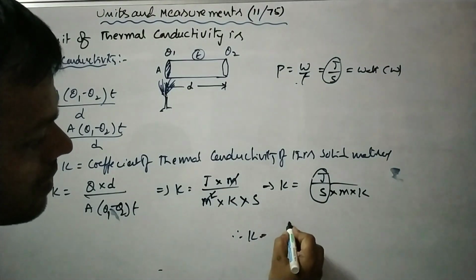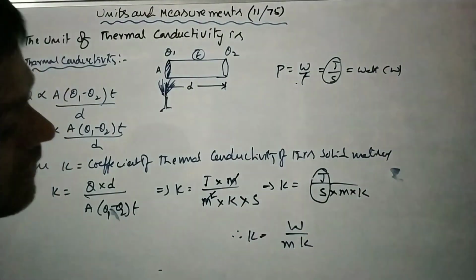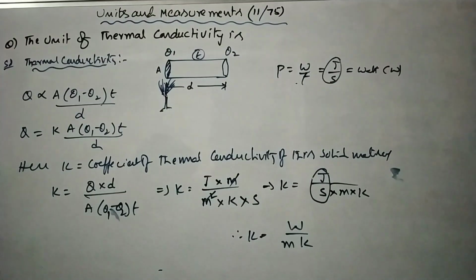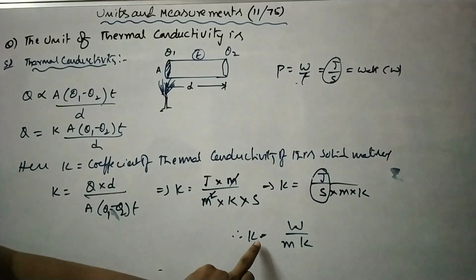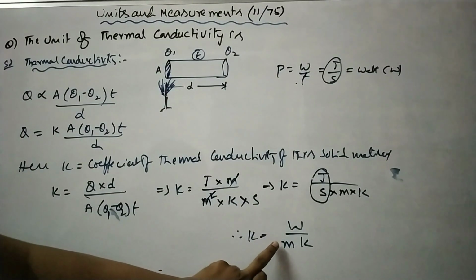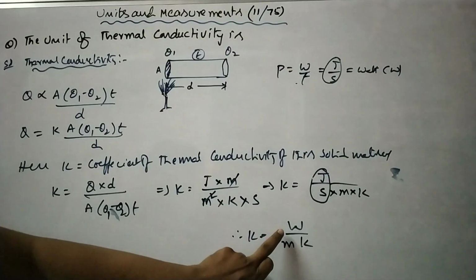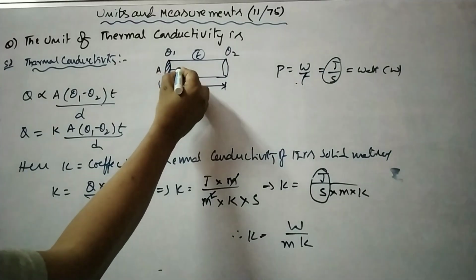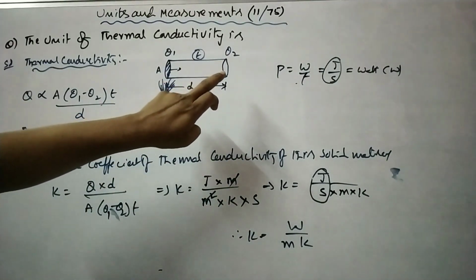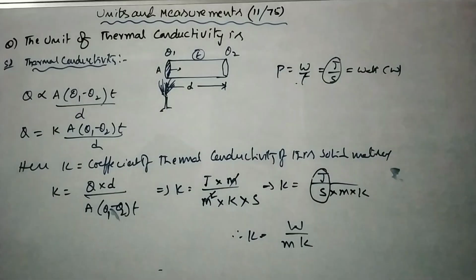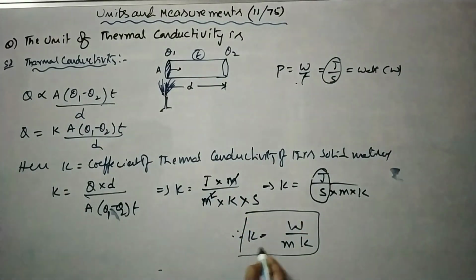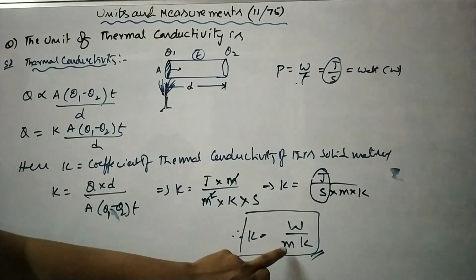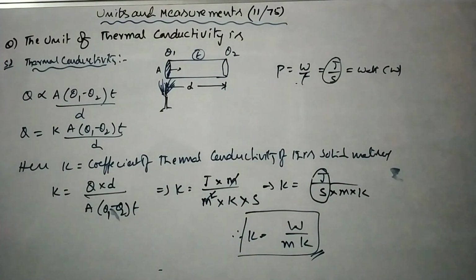Therefore K is equal to watt by meter Kelvin. Watt per meter Kelvin. So the coefficient of thermal conductivity of a material is defined as the quantity of heat flowing normally per second through unit area of the substance per unit temperature gradient. That is called the coefficient of thermal conductivity. So the unit is watt per meter per Kelvin. Okay. Thank you.